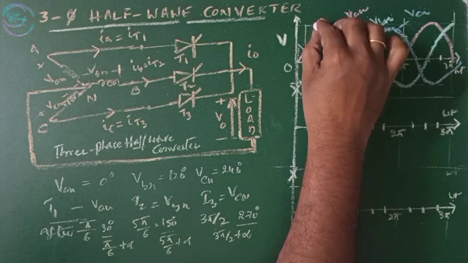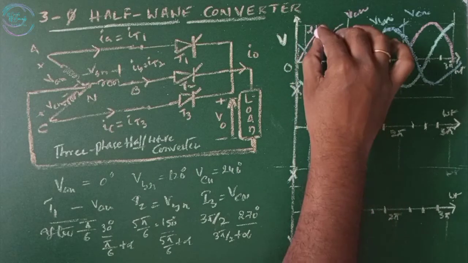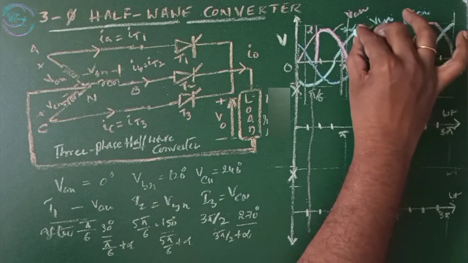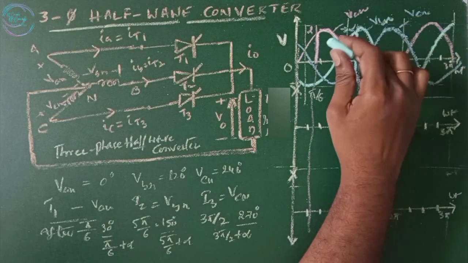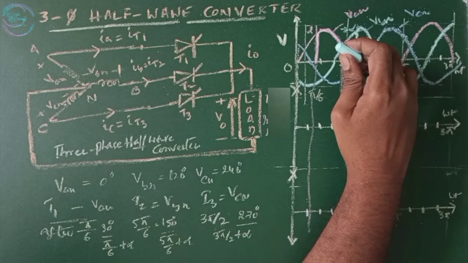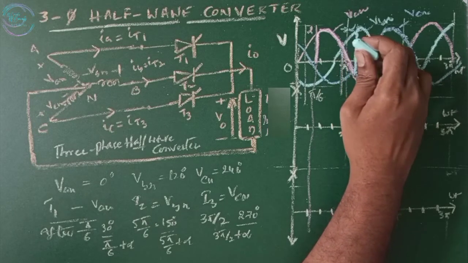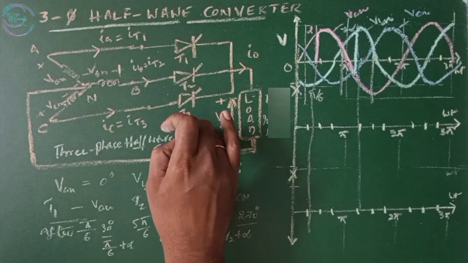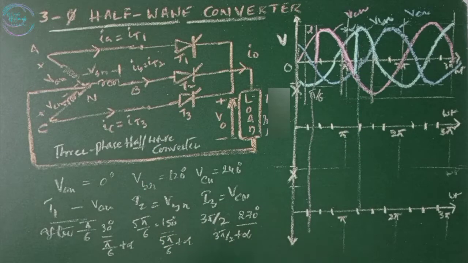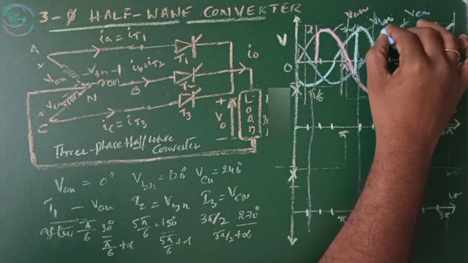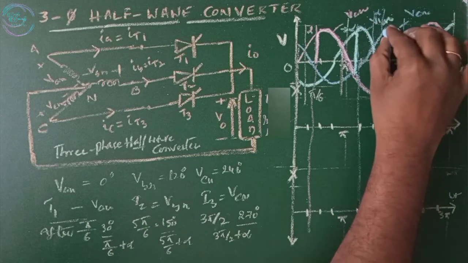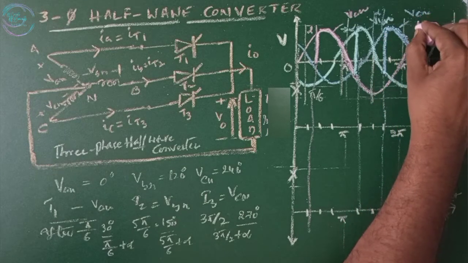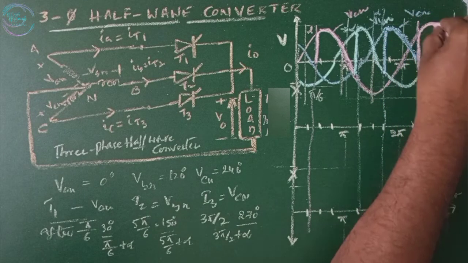T1 is turned on at an angle alpha. When I turn on the thyristor, this is my output across the load. When T2 is turned on, across T1 there is negative voltage, so T1 is going to commutate and turn off. That is known as line commutation. T3 is turned on after 3 pi by 2 plus alpha. This is a positive value. Then this is my alpha, so this is turned on here. This is the output. Again T1 is turned on here, so this is my output.